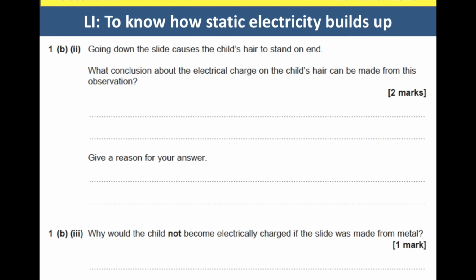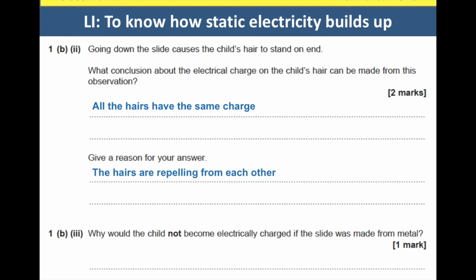The next question says, going down the slide causes the child's hair to stand on end. What conclusion about the electric charge on the child's hair can be made from this observation? And give a reason for your answer. So because the hair is standing on end, that means obviously the hairs are repelling each other, and that can only happen if they've got the same charge. So either all the hairs are negatively charged or all the hairs are positively charged, and the reason for that is that they are repelling each other.